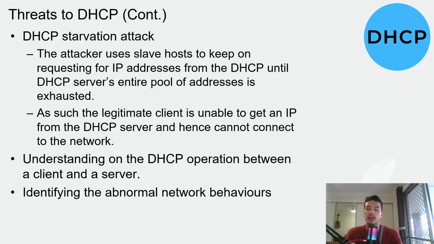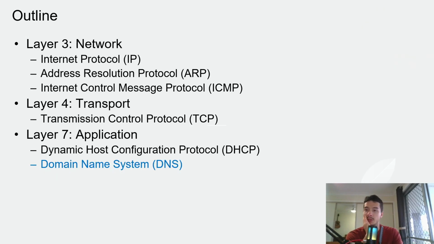DHCP starvation attack. The attacker uses spoofed hosts to keep on requesting an IP address from the DHCP server until the entire pool of addresses is exhausted. As such, the legitimate client is unable to get an IP address from the DHCP server and hence cannot connect to the network. Understanding the DHCP operation between a client and a server and identifying abnormal network behaviors. The last one is DNS.